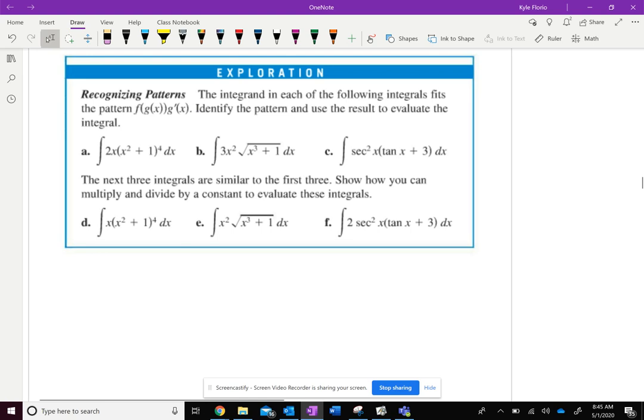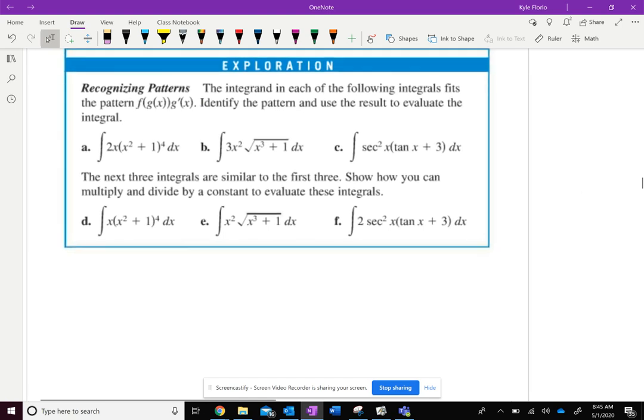Welcome back, Calculus. Let's see how we did on these ones. So for part A, let's take the integral of 2x times (x squared plus 1) to the fourth.